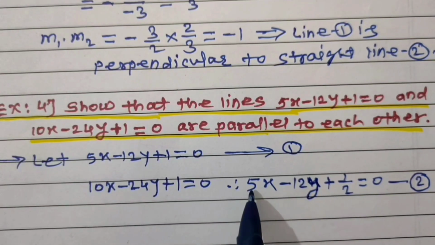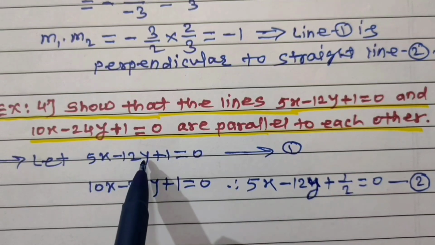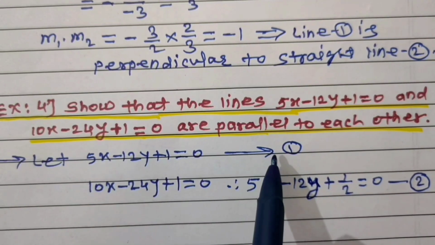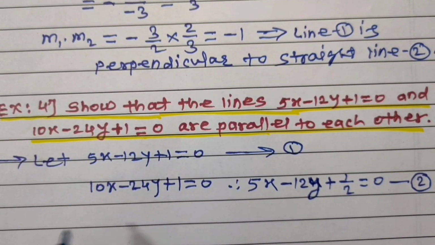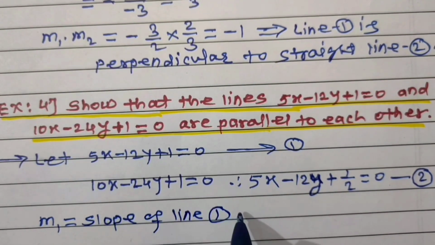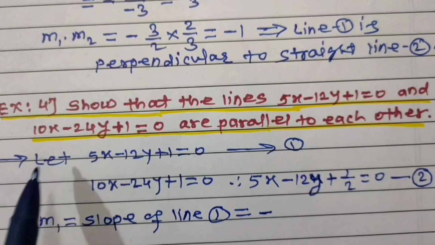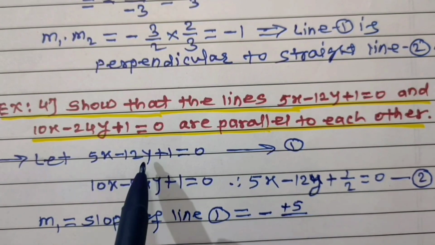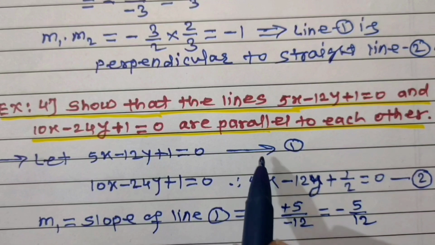So here coefficient of x is 5 and here also coefficient of x is 5. Here coefficient of y is minus 12 and here also coefficient of y is minus 12. Hence line 1 and line 2 are parallel. It is clear, but we have to satisfy the condition of parallel lines. For that, m1 is equal to, suppose, slope of line 1, and this is equal to minus coefficient of x divided by coefficient of y, which is 5 divided by minus 12. So this is equal to minus 5 upon 12, the slope of straight line 1.